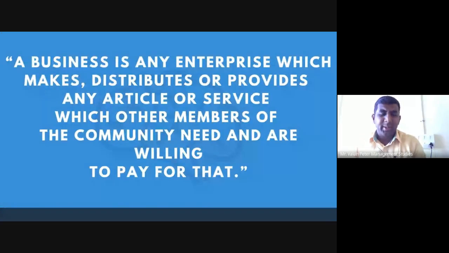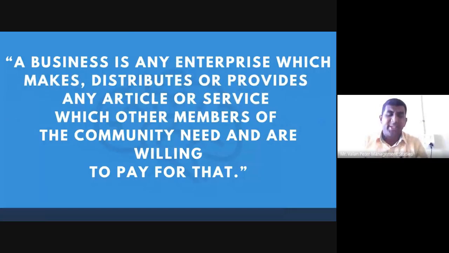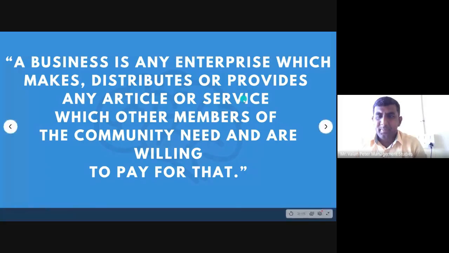So a short recap of what we have gone through in previous sessions. We saw what is business, and in business we will know that business is an enterprise which makes or provides any article. Article means a product. So don't get confused about what is an article. Article is kind of a product. So product or service which other members of the community need, or are willing to pay for.